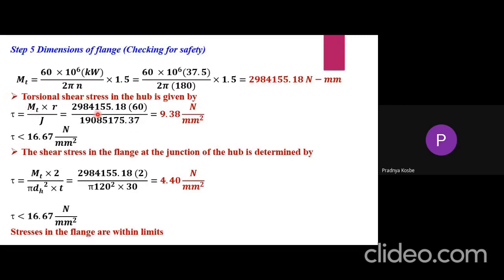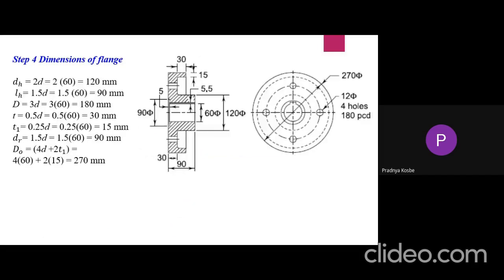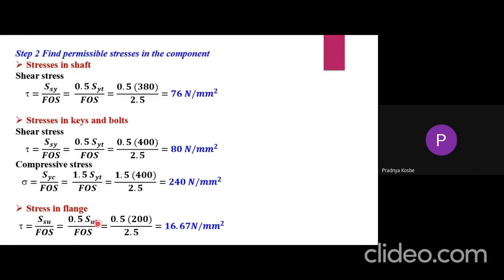Put the value of MT and the radius of the hub, which is 120 by 2, so it is 60 mm, and we got the developed stress as 9.38 Newton per mm square. Now what is the permissible value? Already we have calculated it, for stresses in a flange. What is the permissible value of stress in a flange? That is 16.67 Newton per mm square.